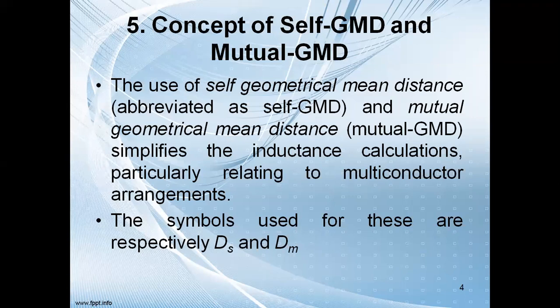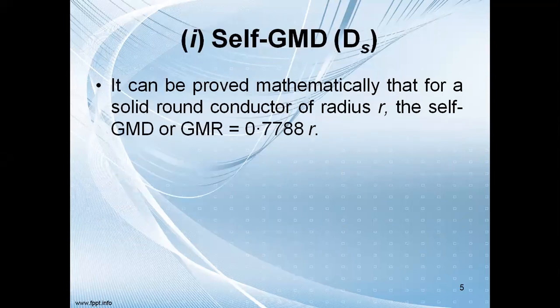Normally we symbolize this self GMD by DS and mutual GMD by DM. So the notation for the self GMD is DS and for the mutual GMD it is DM.